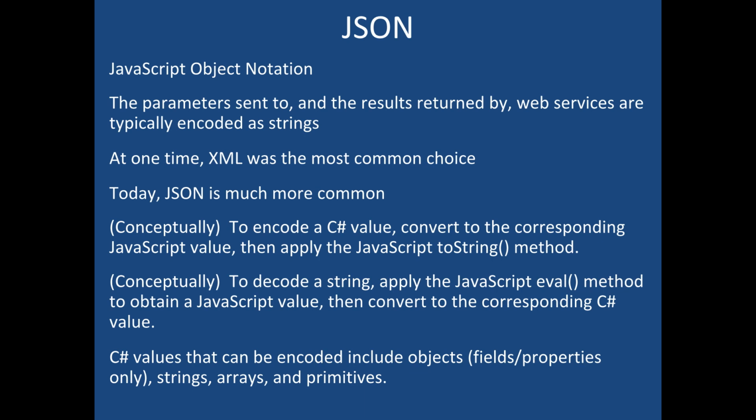Then on the other end, to decode the string, JavaScript has an eval method that will turn the string form of an object into an actual object. So we do that, and then we convert it from JavaScript to the corresponding C# value.